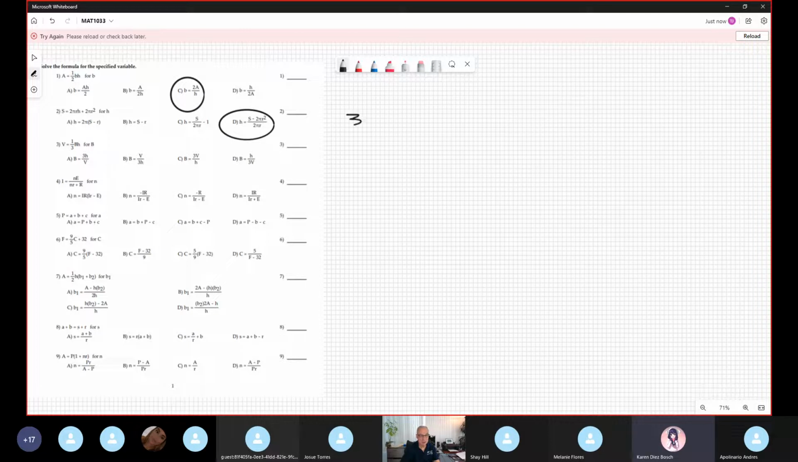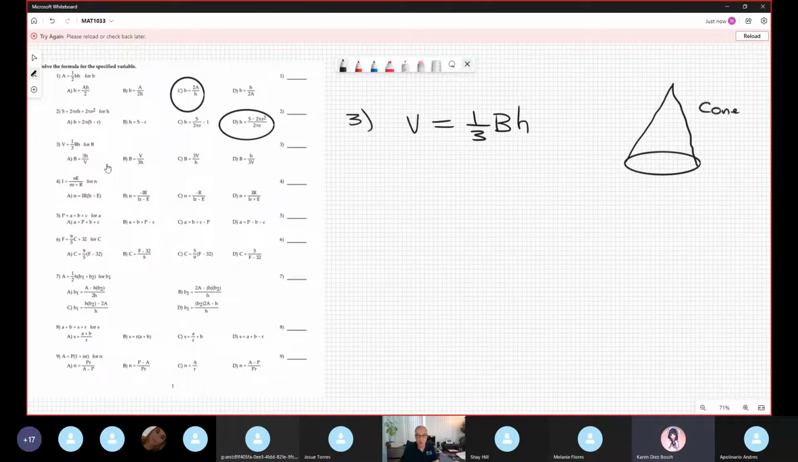Okay, number 3 is V equals 1/3 capital B H. This is the formula for the volume of a cone. A cone is a three-dimensional figure like that. The base is a circle, and this is a cone. And the volume inside the cone is given by that formula, 1/3 BH.